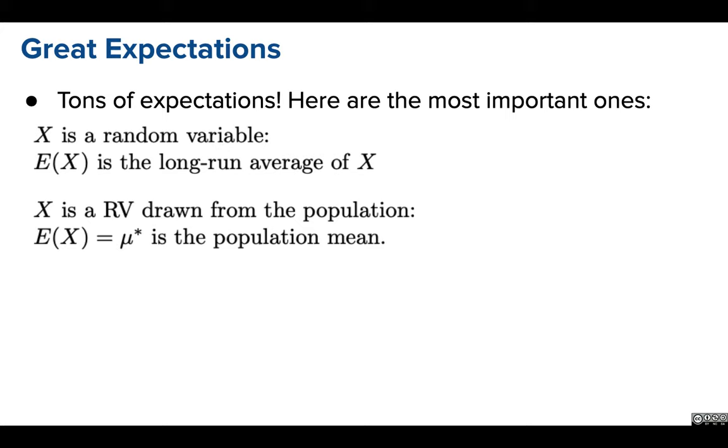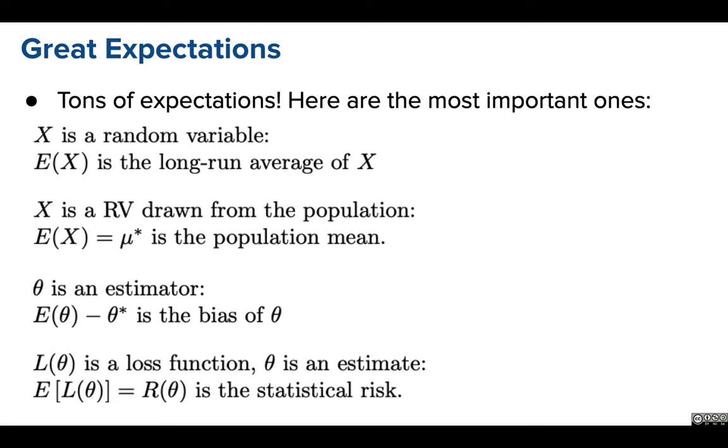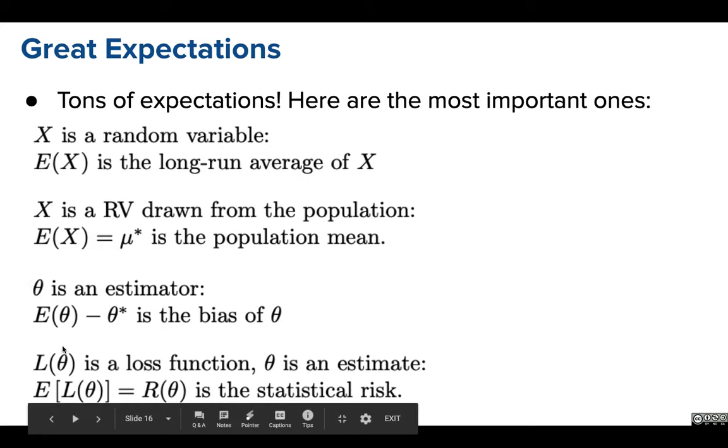If x is a random variable with a value drawn from the population, then the expected value of x is now the population mean. It's mu star. We give that a special name. If theta is an estimator, then the expected value of theta minus theta star is what we call the bias of theta. Finally, L of theta is a loss function, and if theta is an estimate, then the expected value of my loss is the risk. So you should read these as always taking the expected value of a random variable, but if the random variable is something special, then I get a special output.